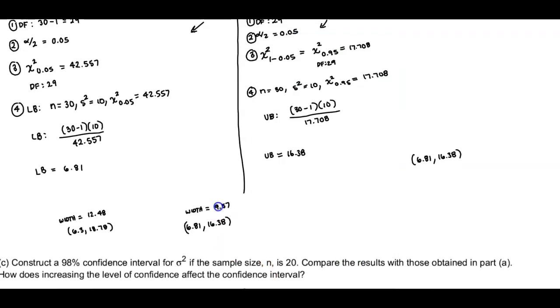Okay, so by looking closely and comparing the width of these confidence intervals, we notice that the upper bound of the first confidence interval is greater than the upper bound of the second confidence interval. And the lower bound of the first confidence interval is less than the lower bound of the second confidence interval. So therefore, we can see that the width decreases for these two.